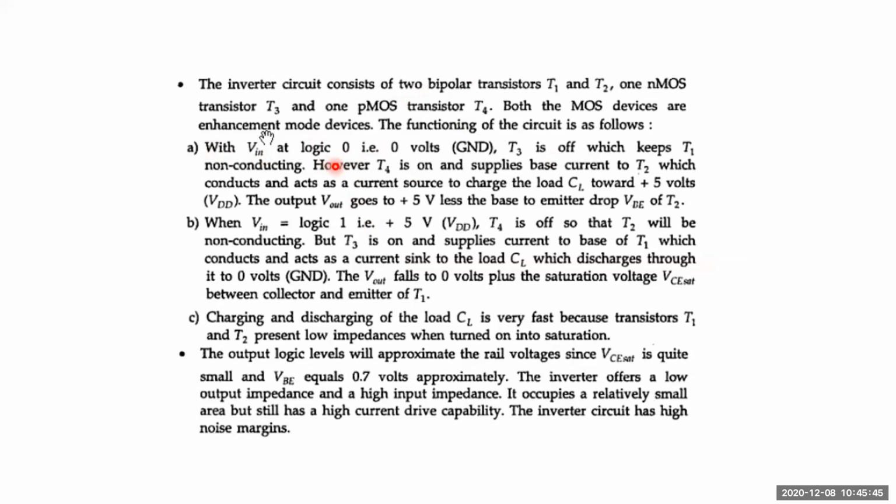that is 0 volts is supplied, then the NMOS will be turned off and the PMOS will be turned on. Because the PMOS is turned on, T1, which is BJT1, will go into a non-conducting state, and the PMOS supplies the base current to T2. You can see here now.